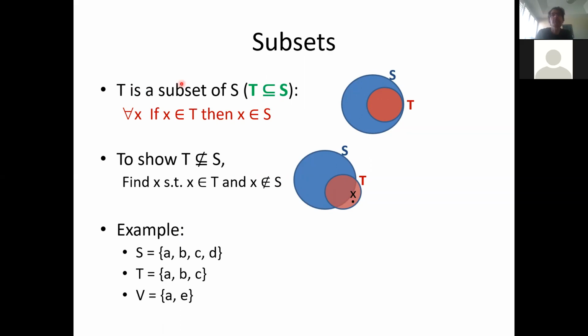T is a subset of S if the following proposition holds. It's a quantified expression, sorry, not predicate. This proposition is a quantified Boolean formula. It says, for all x's, the following implication is true. The implication is that if x is a member of T, then x must also be a member of S. Okay, this logical formula is the same as to say T is a subset of S.